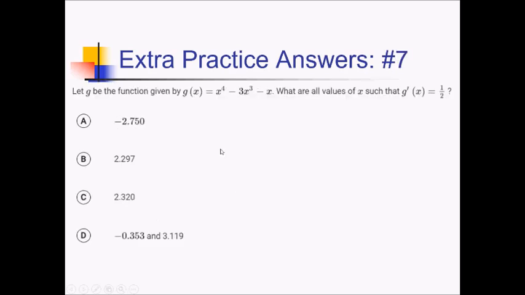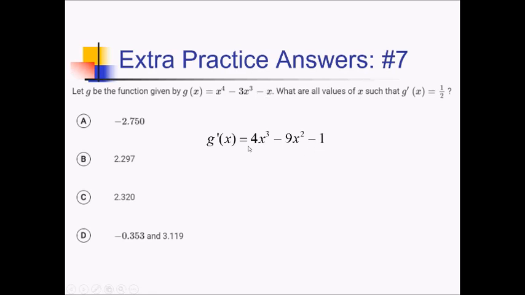For this problem, we're told that the g function is this polynomial here, and we want to know all values of x such that the derivative of this function equals 1/2. So to do this, first I have to figure out what the derivative looks like, and I can do that by using the power rule. That's going to be 4x to the third, and this is g prime we're putting together now, minus 9x squared, and then this is just minus 1.